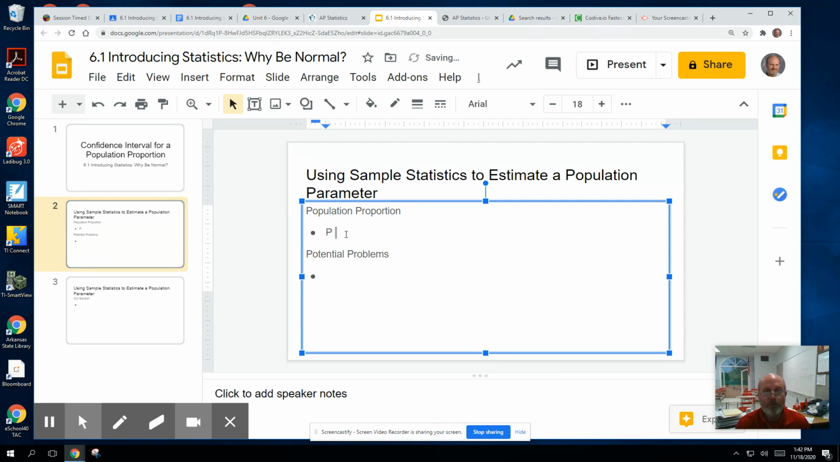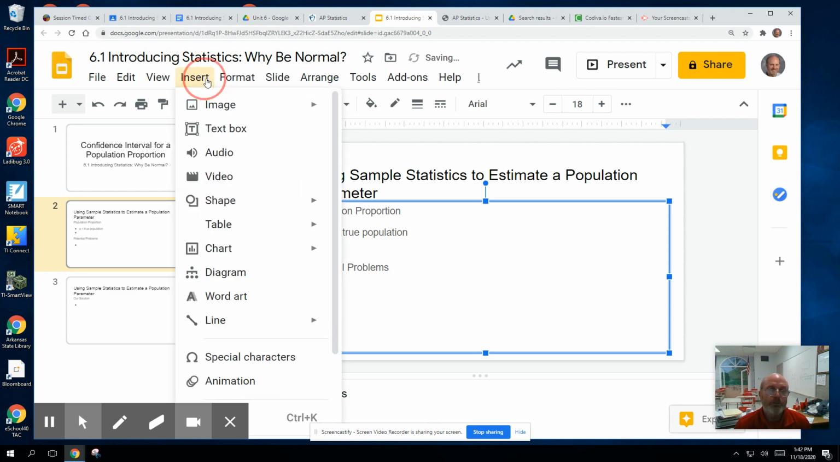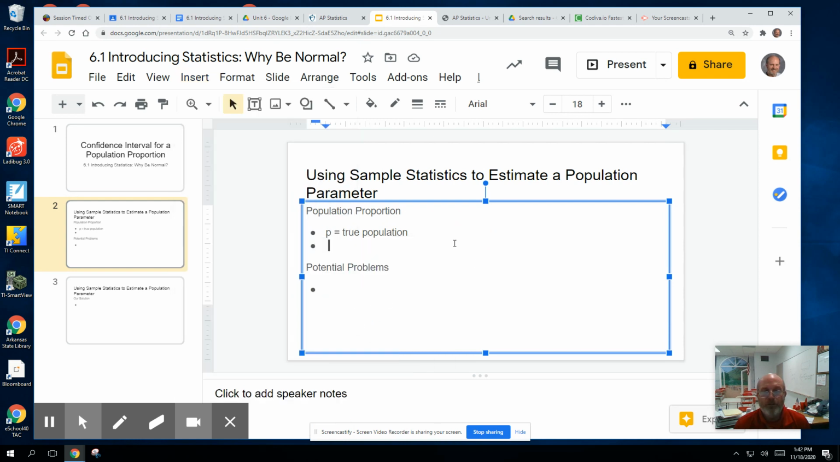Okay, p is the true population proportion for whatever the characteristic is that we're measuring. We use p hat. We don't have an equation editor here, but you know what p hat looks like. We're just going to call it p hat. This is going to be our sample proportion, and the p is little.